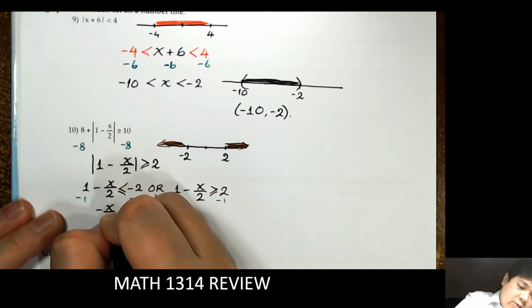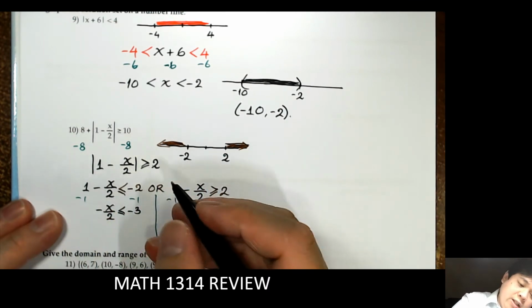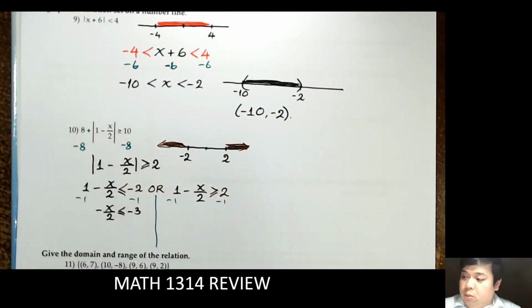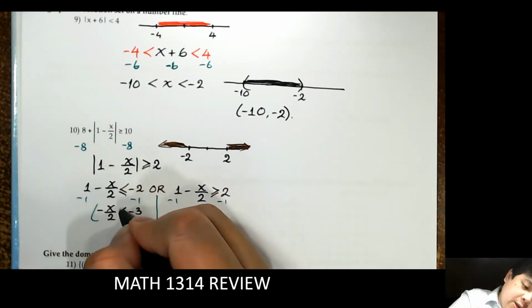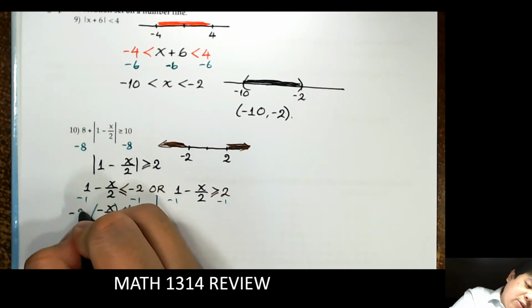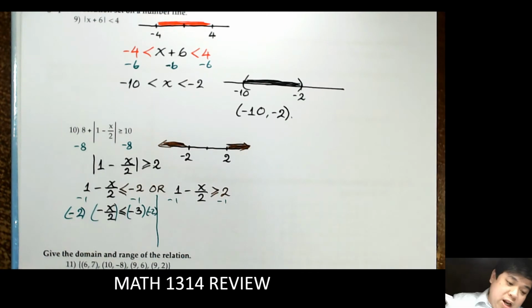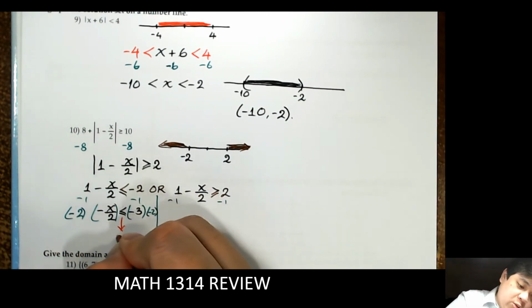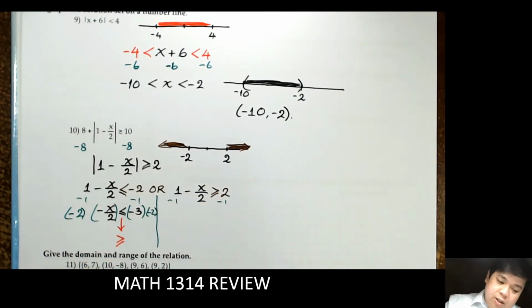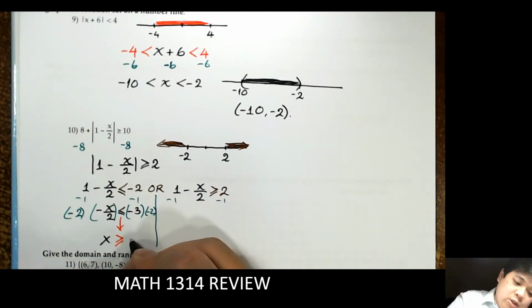So negative x over 2 less than or equal to negative 3. And then multiply by negative 2 on both sides. Remember, multiplying by a negative number, the inequality is reversed. That gives us x greater than or equal to 6.